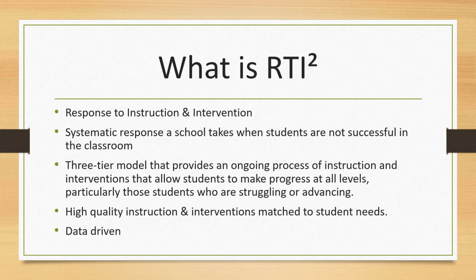So a couple years ago, the state of Tennessee required schools to do what was called RTI at the time. A couple years ago, they added the extra I. So now we call it response to instruction and intervention. So what it is, it's a systematic response that the school uses to make sure that every single student is successful. It's a 3-tier model approach.